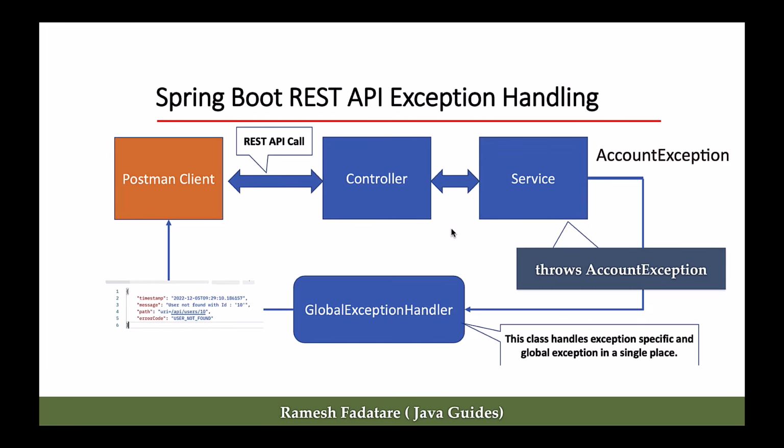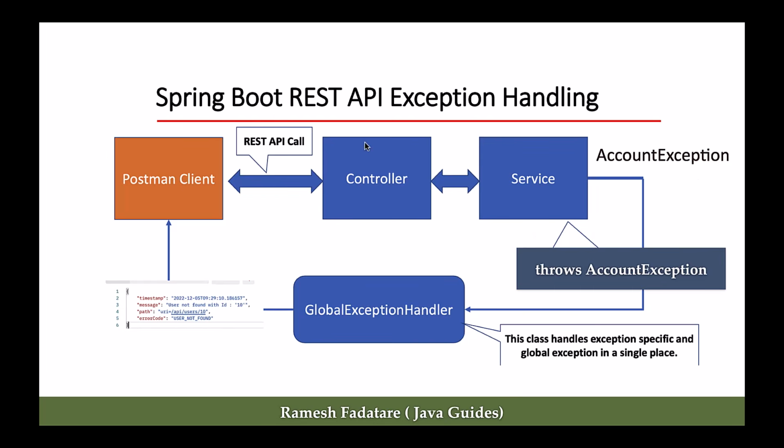For that, we'll create a global exception handler class. Within that, we will write logic to handle specific exceptions as well as generic exceptions in a single place. So instead of writing the exception handling logic in each and every controller, we'll create a separate common class and call it the global exception handler, and within this class we keep all the exception handling related logic. Okay, so this is basically the flow.